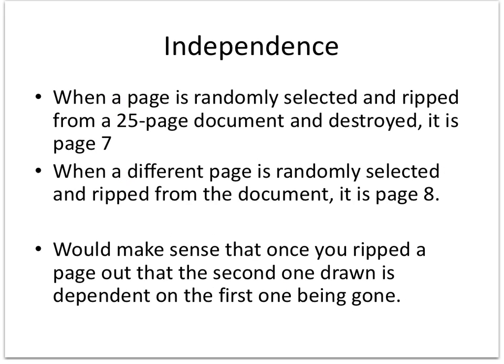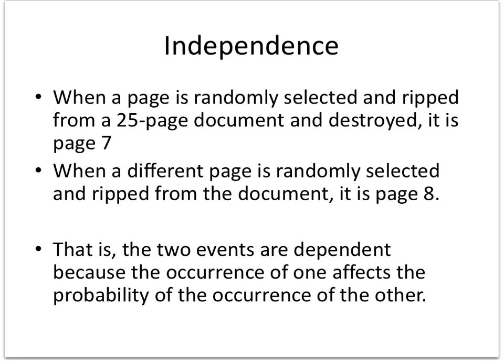Well, hopefully it would make sense to you that the probability of ripping out the second page is going to change because one page has already been ripped out. So these are definitely dependent events. The second probability is going to change based off of what happened with the first event, because the occurrence of one affects the probability of the occurrence of the other.